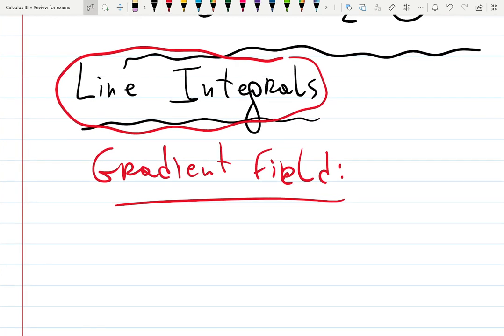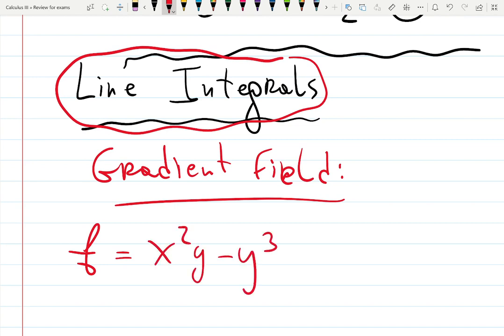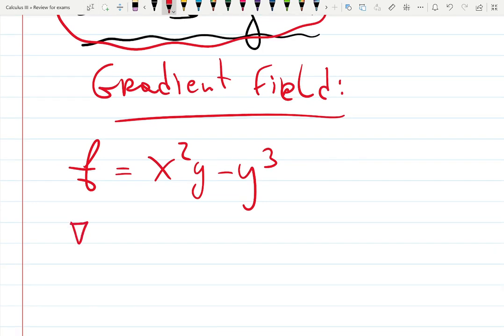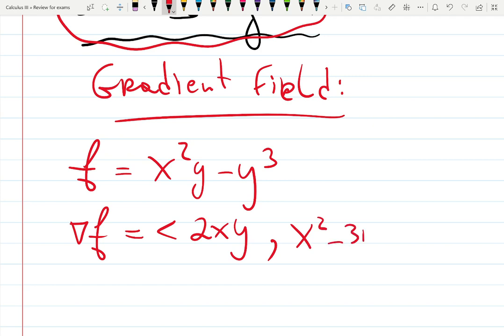So if f is given as x squared y minus y cubed, then they ask you to find the gradient field. Well, guess what? It's just lots of derivatives. Sometimes we're going to ask you to find the opposite, and if it's multiple choice, you can just check by differentiating. The first one you differentiate with respect to x, it will be 2xy minus 0. The second one you differentiate with respect to y, x squared minus 3y squared. Done.